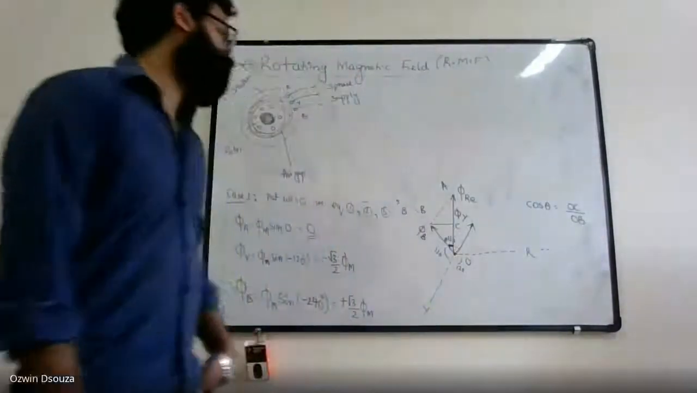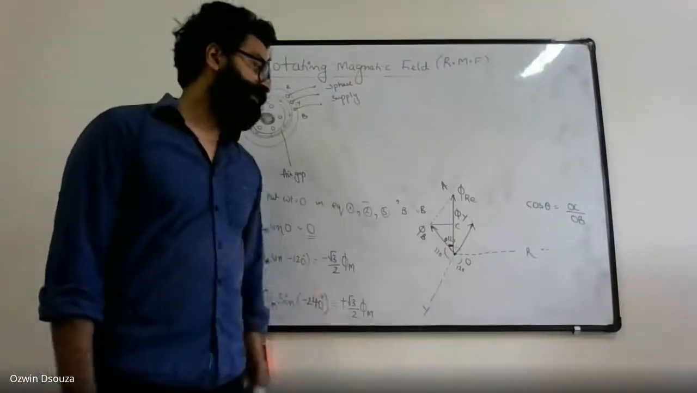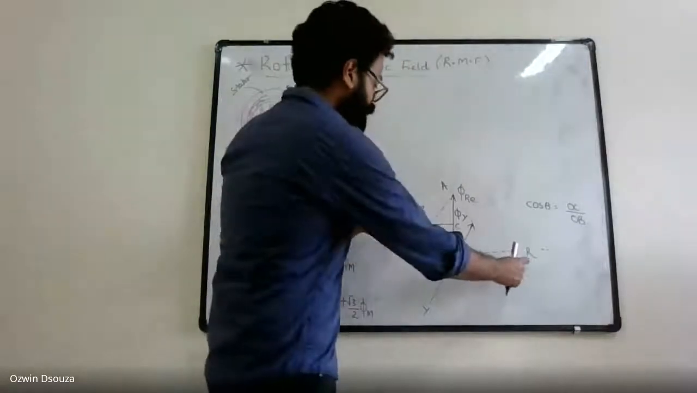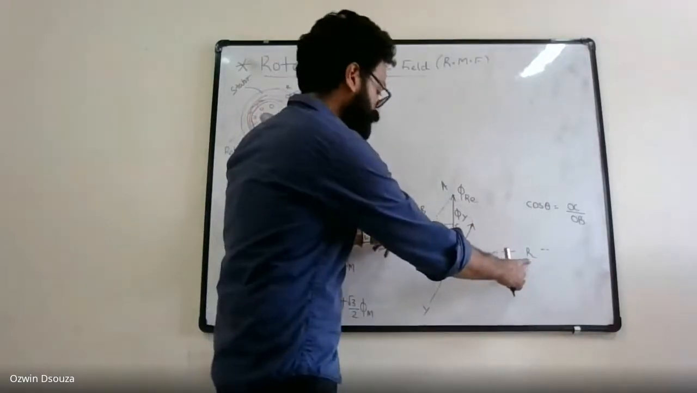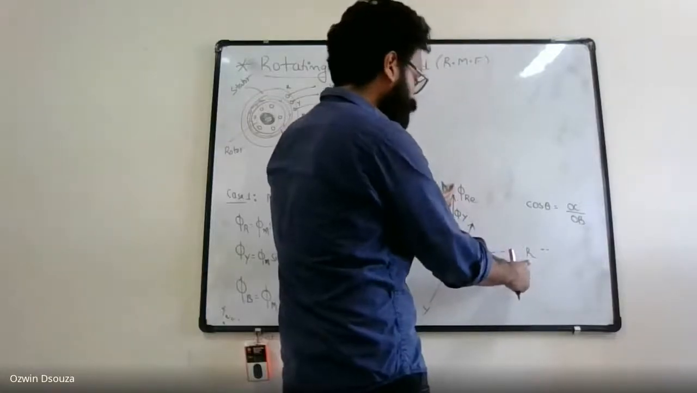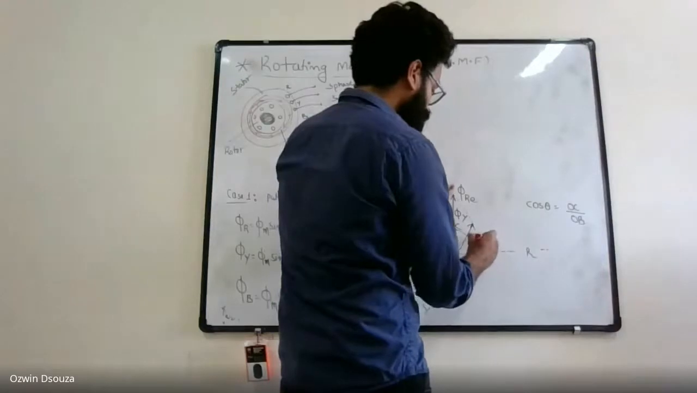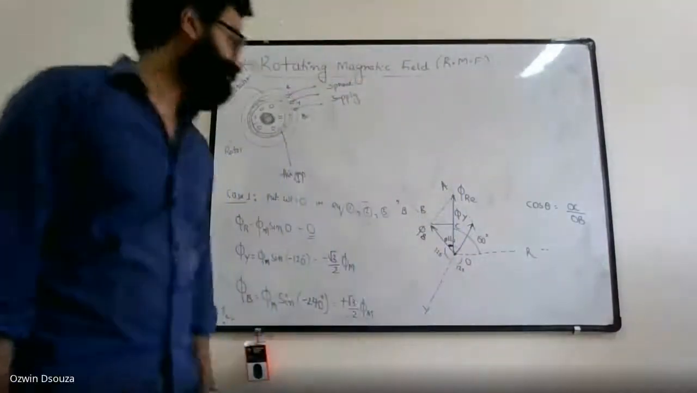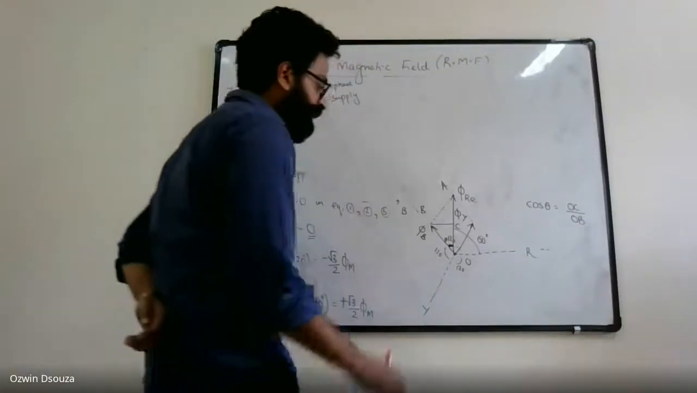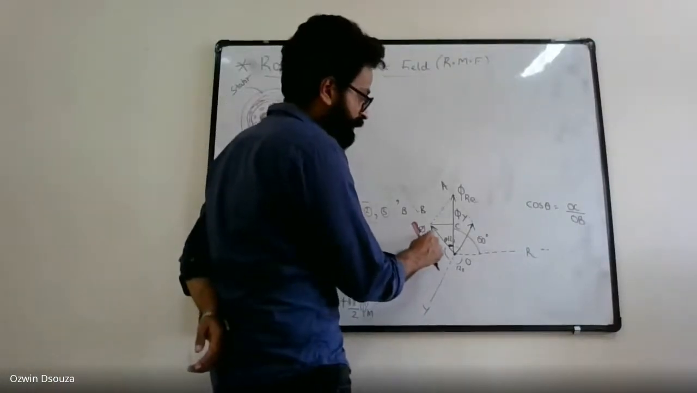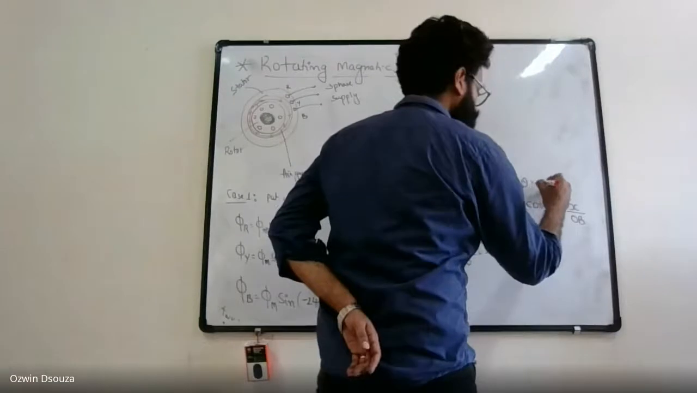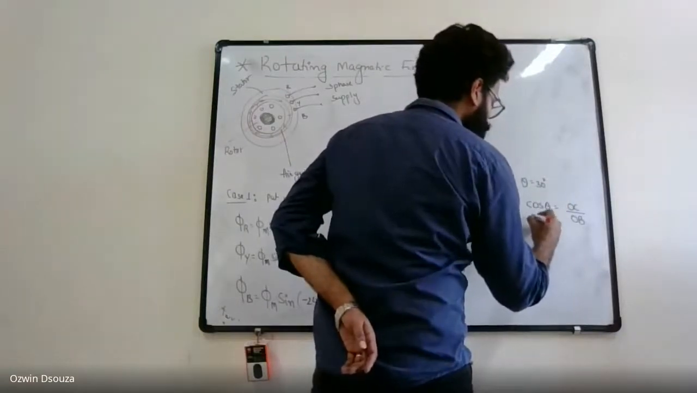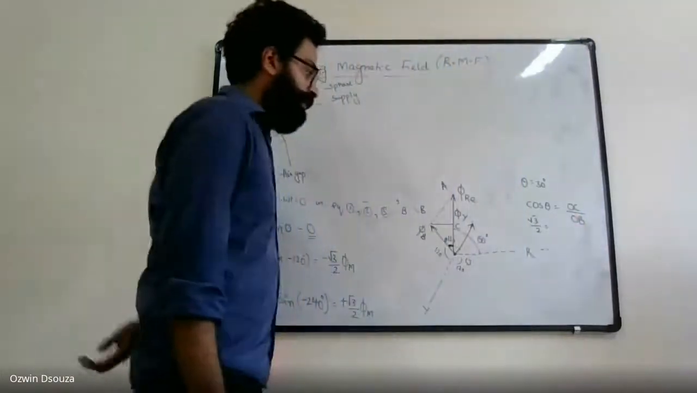Now, can anyone tell me what is this theta? Between R and B, what is the angle? Between R and B, it is 120 degrees. Now, between R and phi r e, what is the angle? 60 degrees. So the angle between phi b and phi r e is basically 30 degrees. So theta is 30. So cos 30 is root 3 by 2.